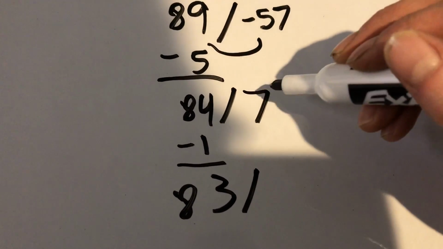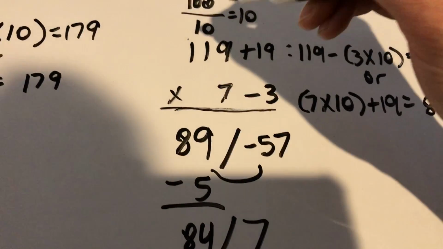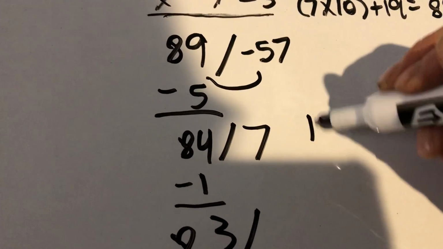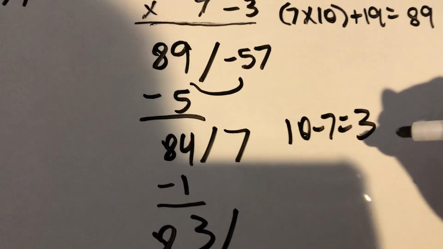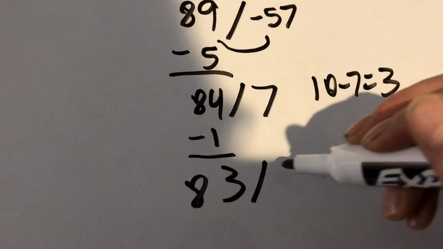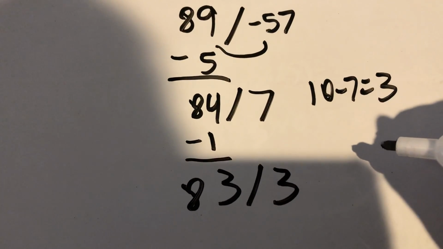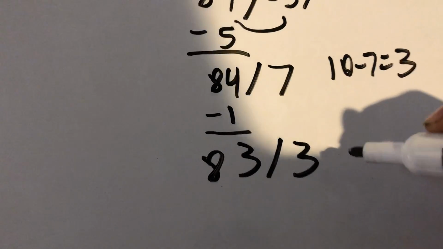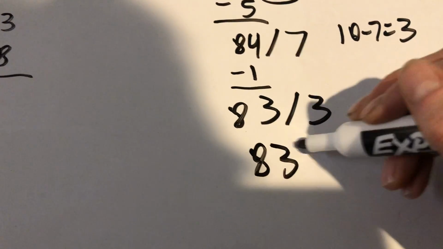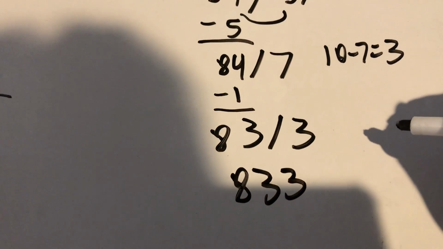And the complement of 7 is the same thing as using the actual base 10. 10 minus 7 equals 3. So the complement of 7 is 3. So bring 3 here. Plug these three numbers together, you get 833 as our final answer.